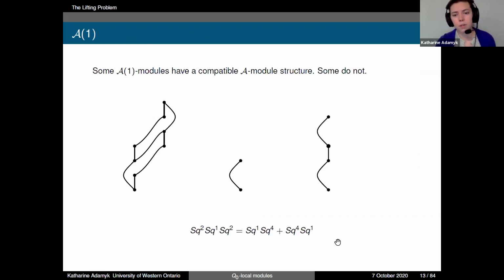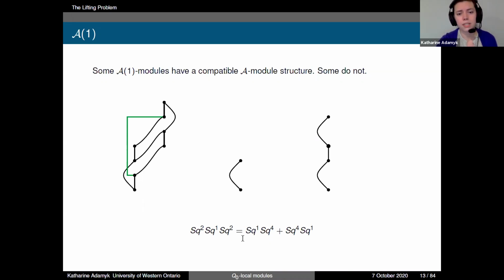So I'm going to be focused on this relation at the bottom of the page that appears in the whole Steenrod algebra, but not in A1, because square 4 is not an element of A1. So I'm just going to try to add a square 4 action to each of these A1 modules. So I have A1 itself on the left. And what I'm going to do is add a square 4 action, denoted by this bracket, from the class in degree 1 to the class in degree 5.